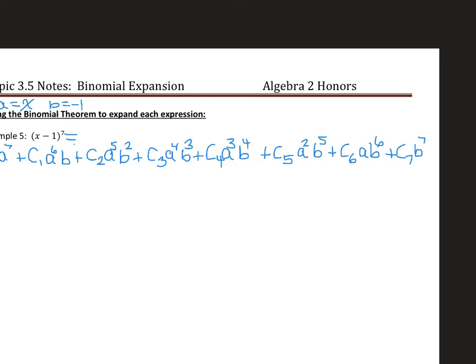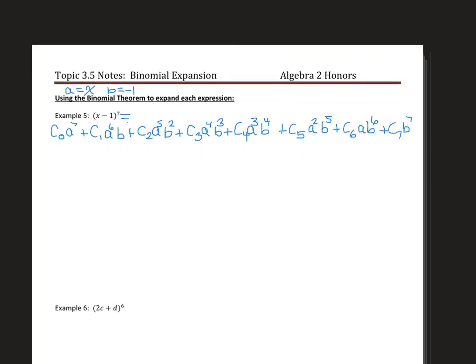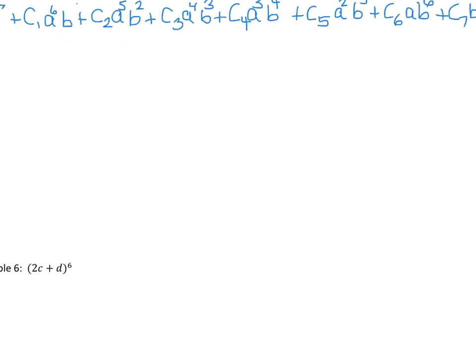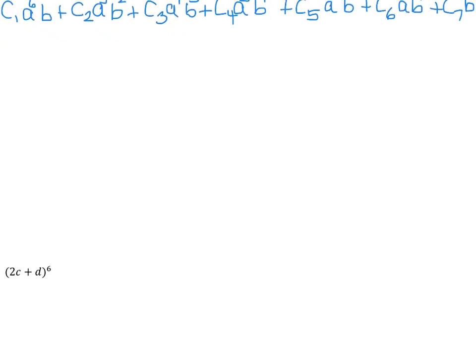Okay, now we need to substitute in our coefficients as well as our terms, a and b, and then simplify. In order to find those coefficients, as you know, we need to refer to Pascal's triangle. I think I'm going to fit that down here. We need to go to row 7 because our exponent is 7.